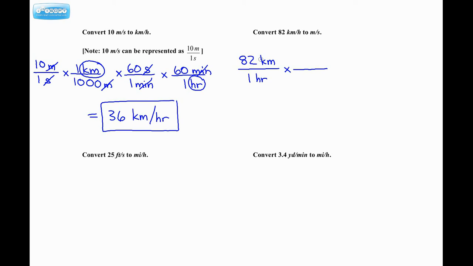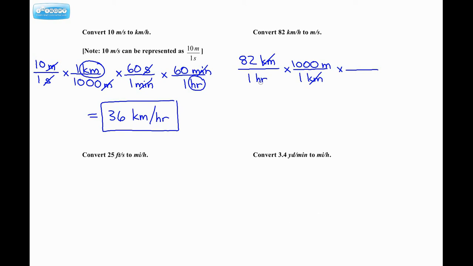So if the kilometers are up here, that means I have to cancel them down here. So that means I got 1,000 meters on top. So these kilometers cancel. Okay. So now I am in meters per hour, but I want meters per second. So let's just convert seconds to hours.